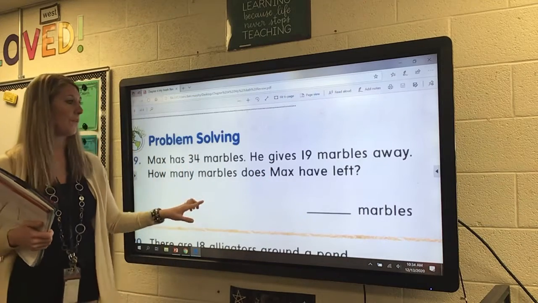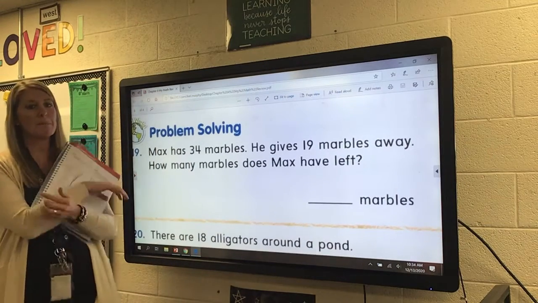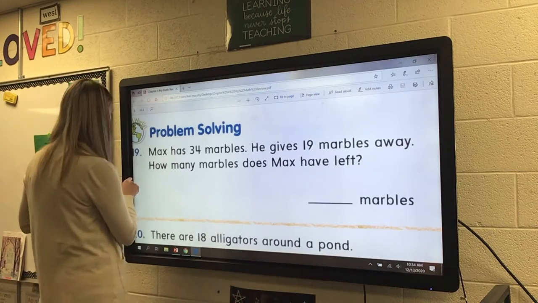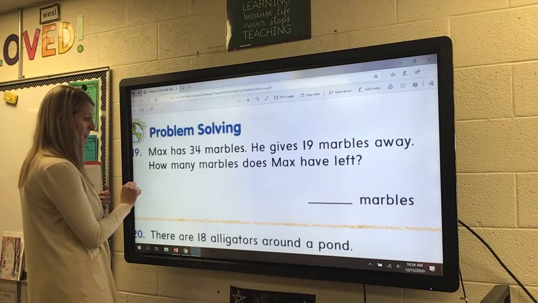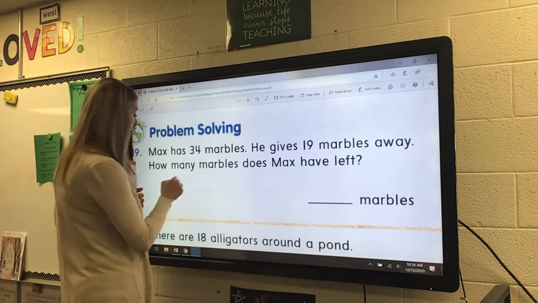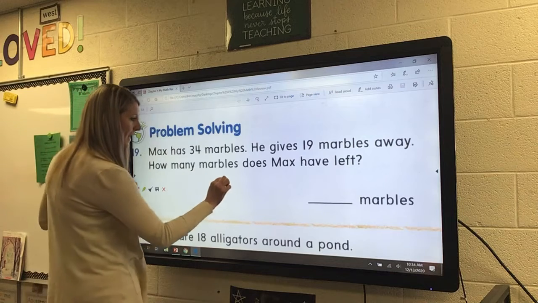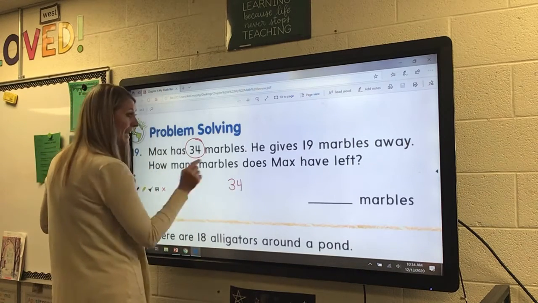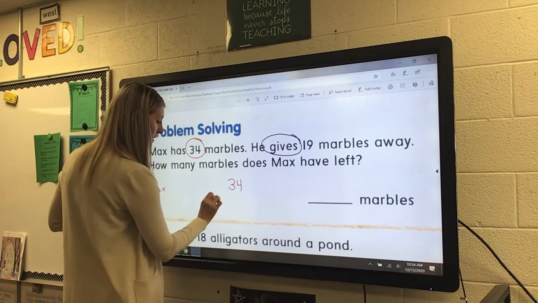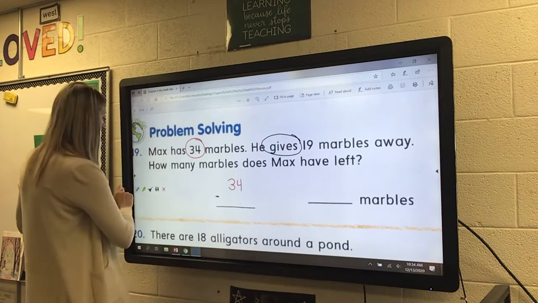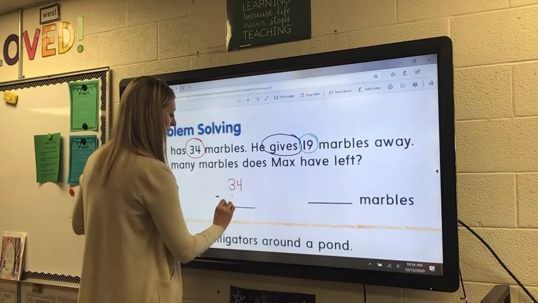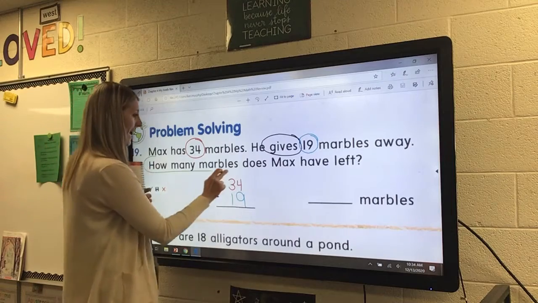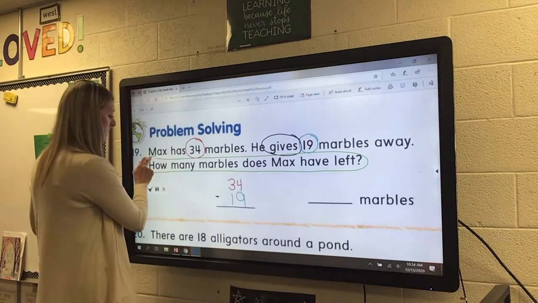So what do I know? That's my first step in a problem solving problem, is figuring out what do I know. I know he has 34 marbles. So I'm going to write that right here, and you're going to have to write it small. I know they don't give you much room, but we're going to start with 34 marbles. He gives. So if he gives, I know I need to subtract. He gives away 19. How many marbles does Max have left? So that's my question. How many marbles does Max have left?